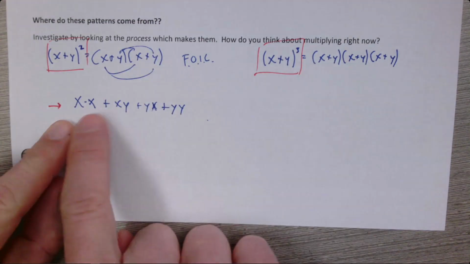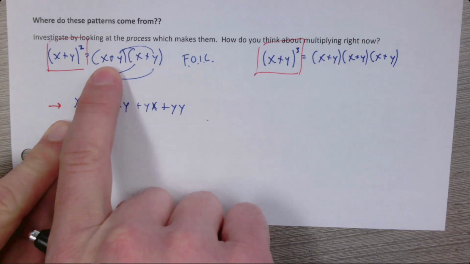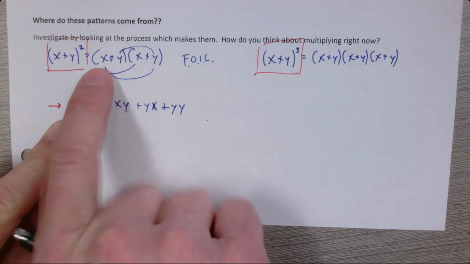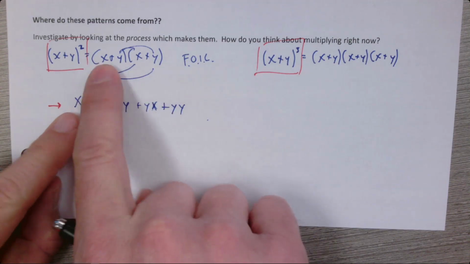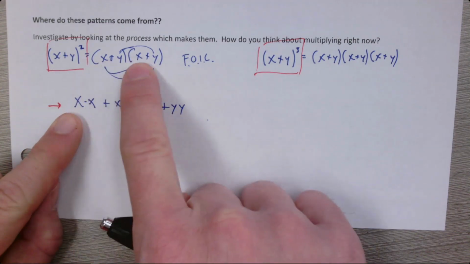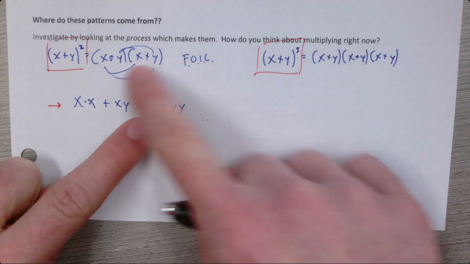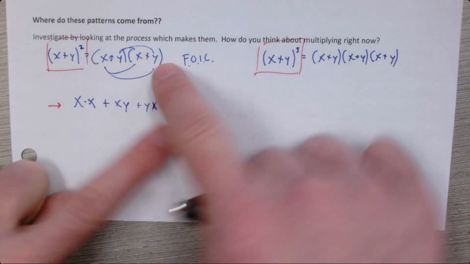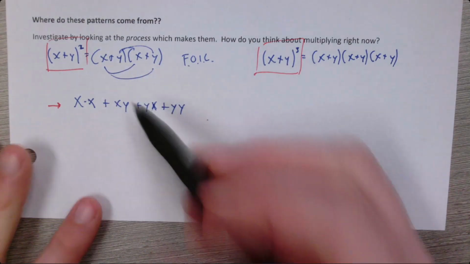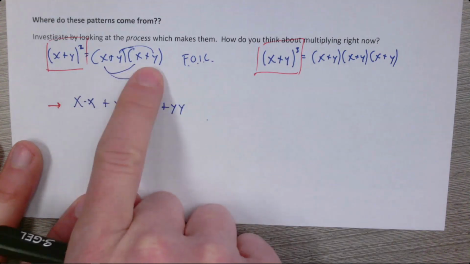So this is systematically picking each thing that can be multiplied by this x with each thing that could be multiplied by this y. So if I choose x, I could multiply by x on this side. If I choose x for the first one, I could multiply it by y on this side. If I choose y on the first one, I could multiply it by x on this side. Or if I choose y on the first one, I could multiply it by y on the second side. So that's systematically multiplying each thing from here by each thing from here.